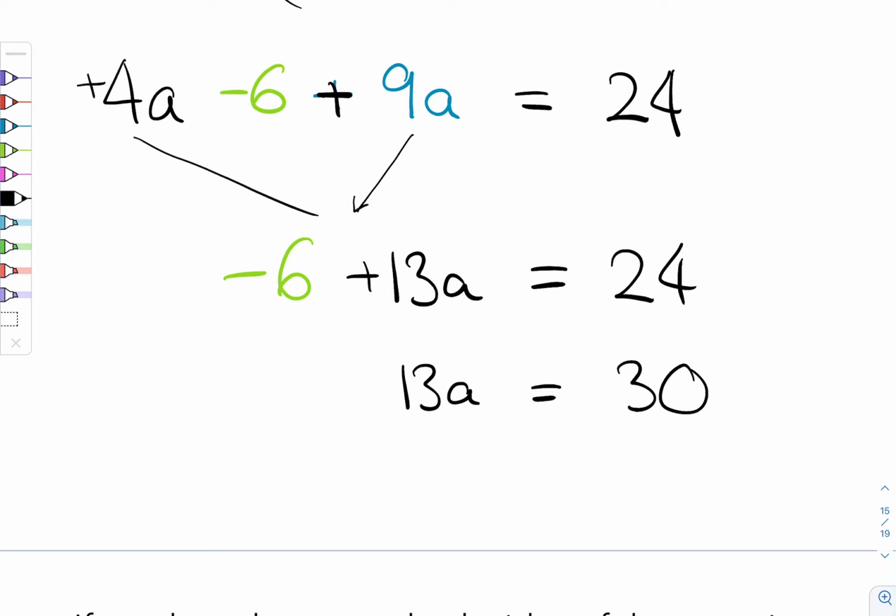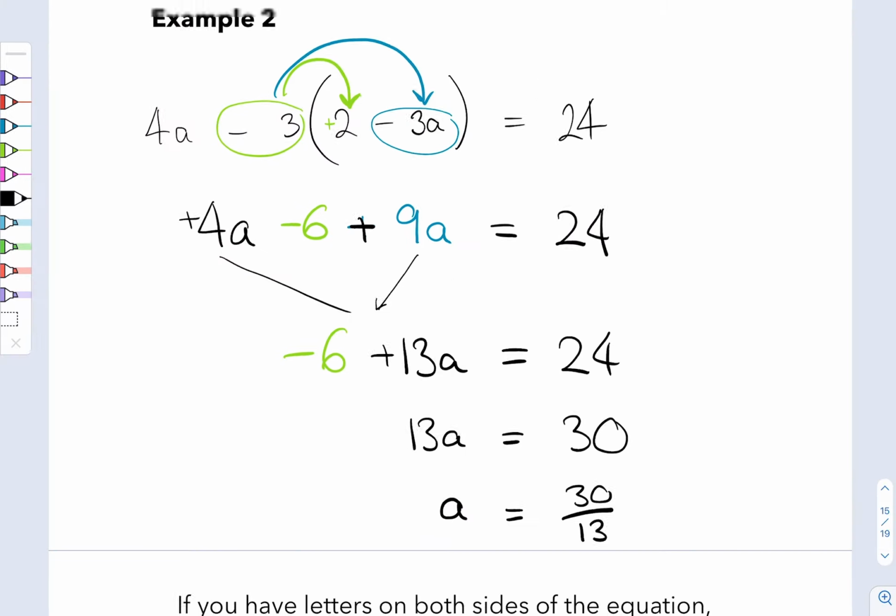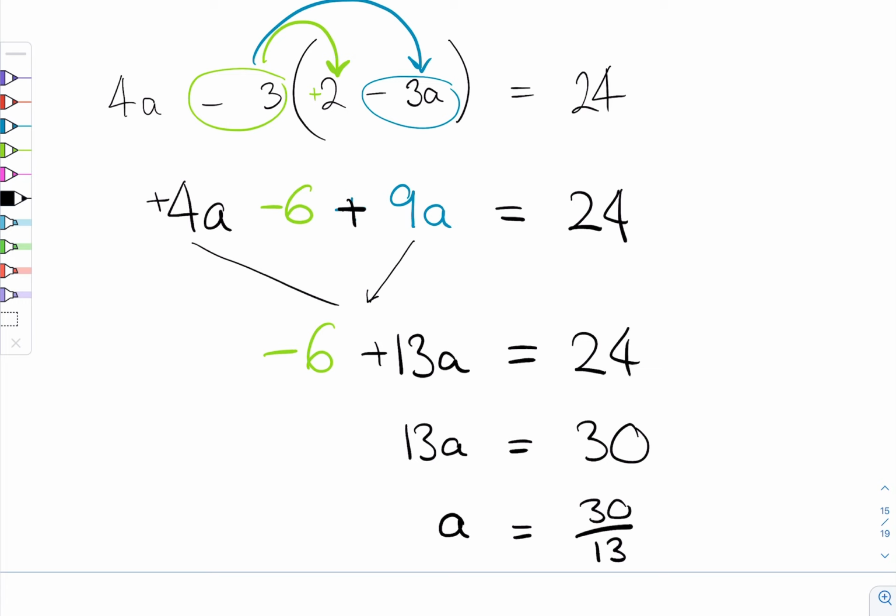Continuing on, I need to get rid of the 13, so I'm going to divide both sides by 13. That leaves me with 1 apple. Remember that 1 is invisible now. And 30 doesn't divide cleanly by 13, so I'm going to leave that as a fraction, and we're finished. So in that scenario, we absolutely did have to open the brackets first.